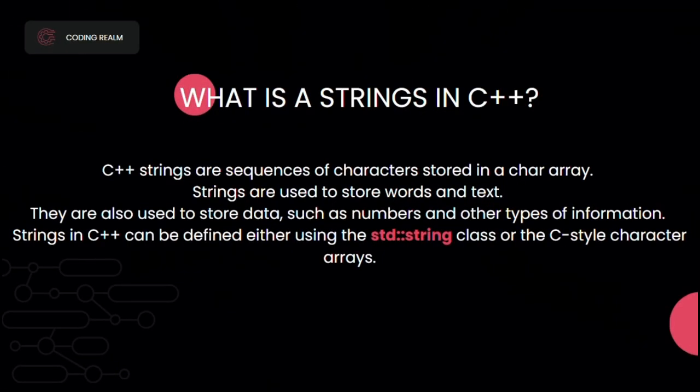First, what is a string in C++? C++ strings are sequences of characters stored in an array, a char array. It's used to store words and text. It means char characters like A, B, C, D. It can be a capital letter or a small letter. They are also used to store data such as numbers and other types of information. Strings in C++ can be defined either using std::string, which is a class, or the C style character arrays.